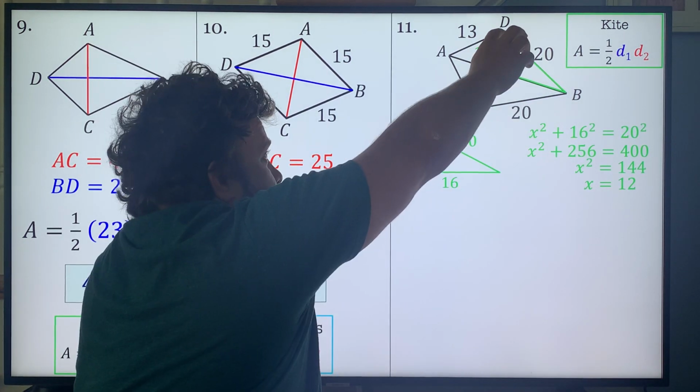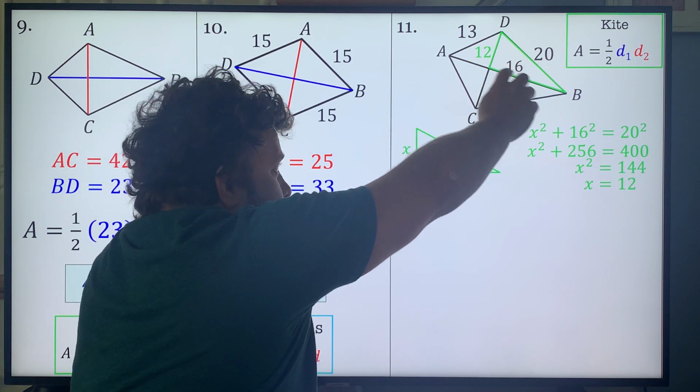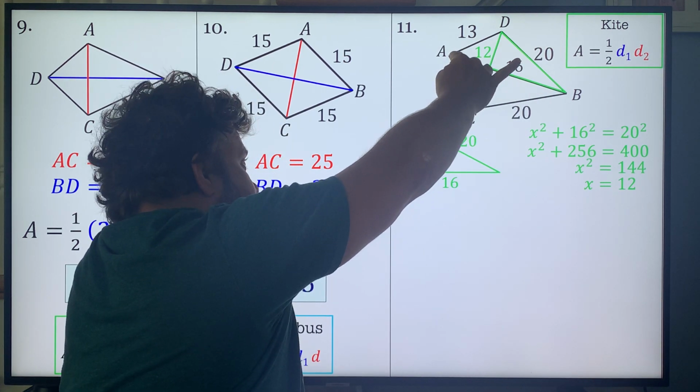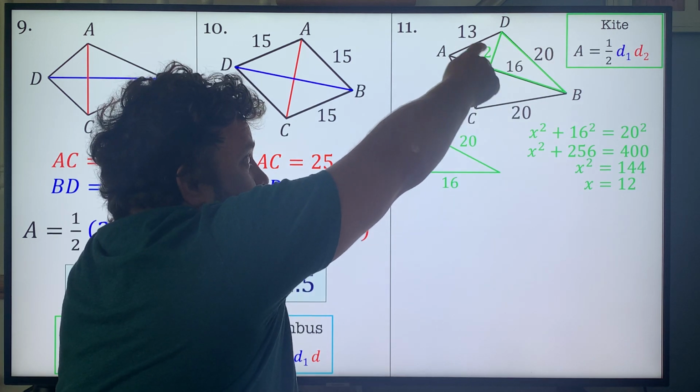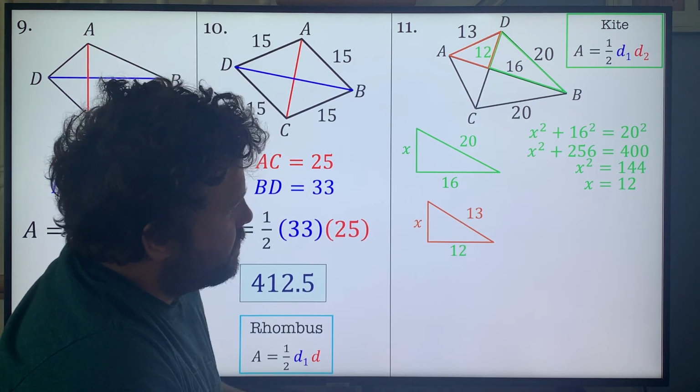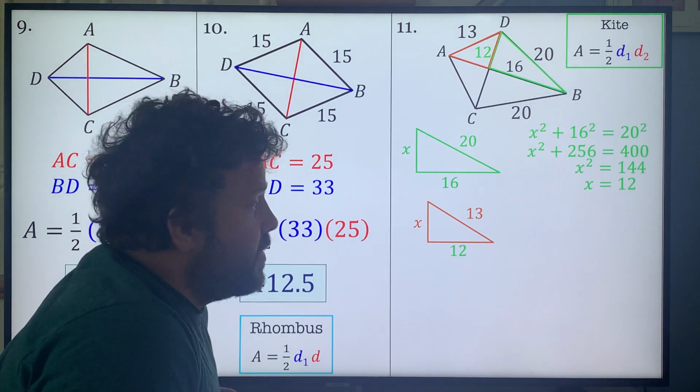That doesn't help us. 12 and 12 is 24. 16, we still need this piece right here, which is not 12. What can we use here? Another right triangle. We need to find the 12 one first though.